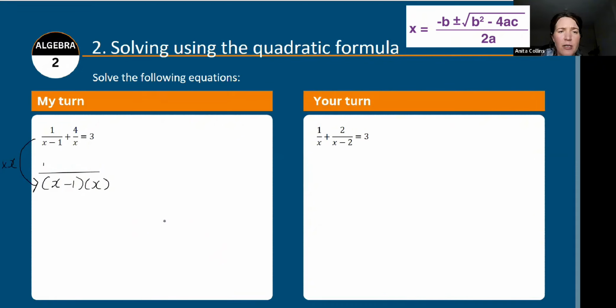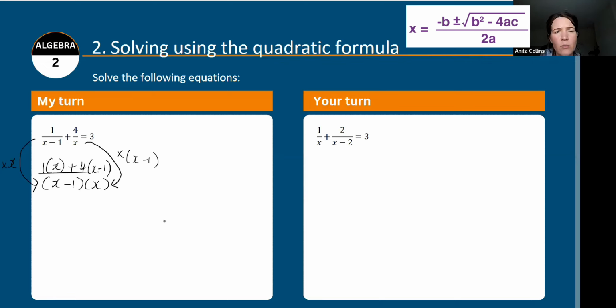And whatever you do to the bottom, you must do to the top. And look at this fraction here. The old denominator was x. It's now turned into x minus 1 times x. So that got multiplied by x minus 1. So whatever we do to the bottom, we must do to the top.